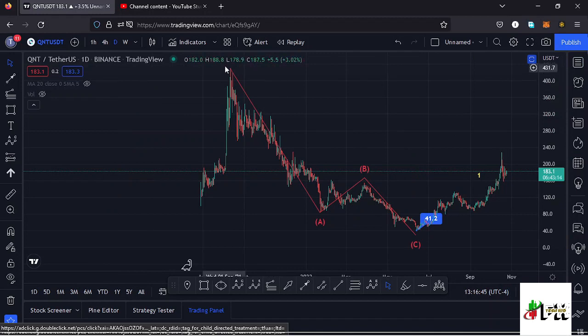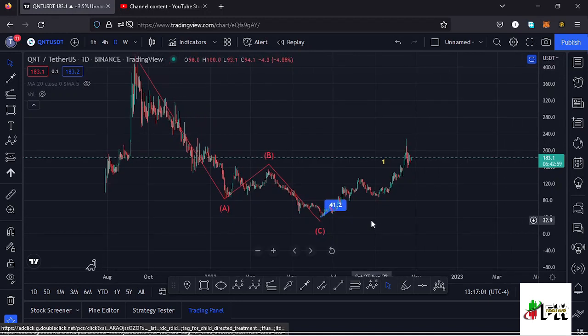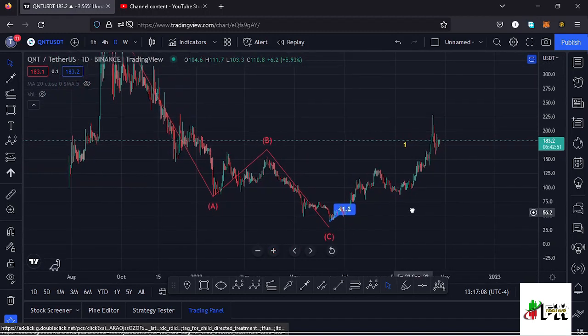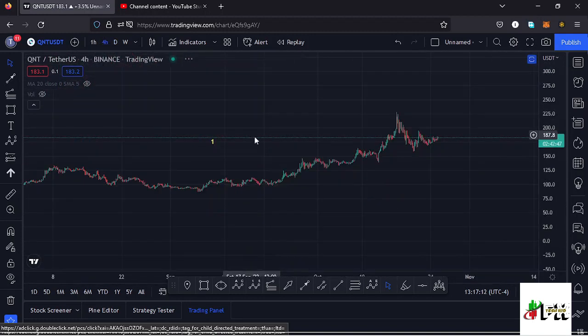Quantum from the all-time high has been seeing lower prices in this massive ABC corrective movement, which has now taken us back to around the $41.2 mark, and after seeing that low down there, we have been seeing a very nice bounce to the upper side, and that is what I want to analyze here in this video. And if I jump to the 4-hour chart, that is where I'm going to start my analysis.